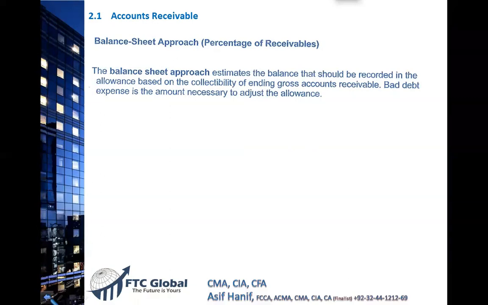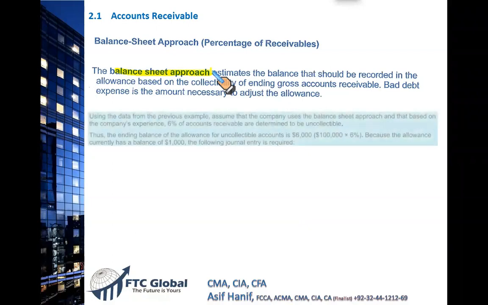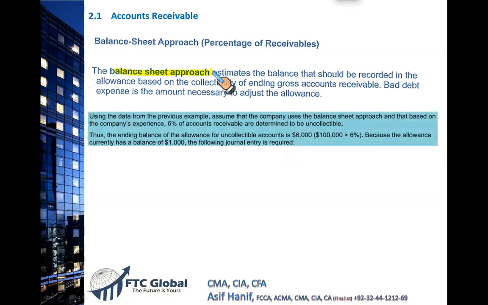Second approach is the balance sheet approach. Under the balance sheet approach, we take a little different track. Under the balance sheet approach, what we do, we set a certain percentage, like 6%. And then we apply this percentage to the available balance of your account receivable. So remember, under the balance sheet approach, we take the percentage and apply that percentage to the existing balance of your receivable. Let us read this example. It will make things much more clearer.